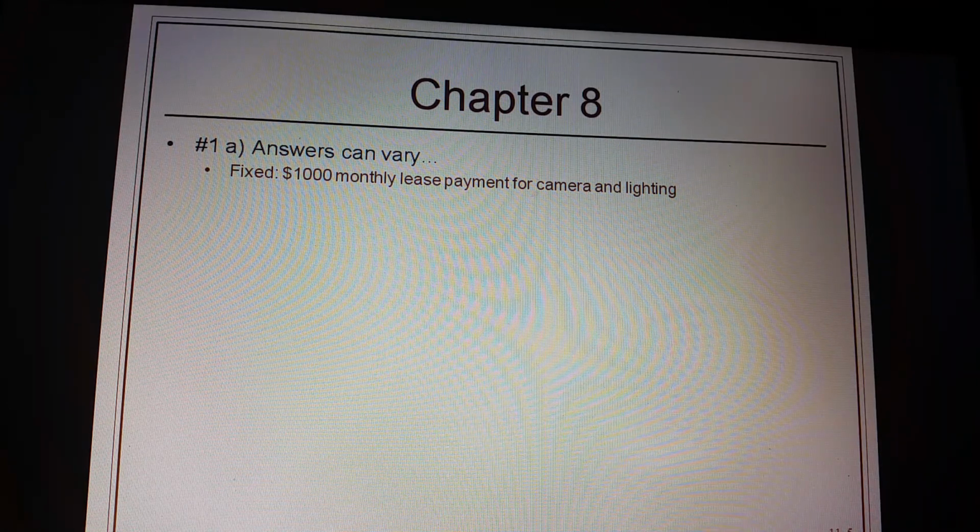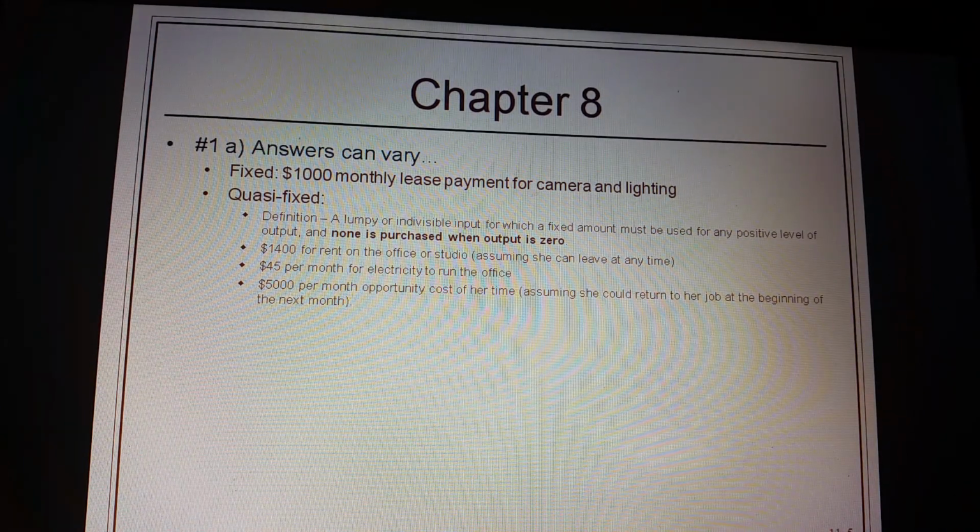All right, so the textbook answer here is fixed costs would be $1,000 for the monthly lease payment for utility and lighting. The quasi-fixed costs, let's just define this. This is a lumpy or indivisible input for which a fixed amount must be used for any positive level of output, and none is purchased when output is 0.